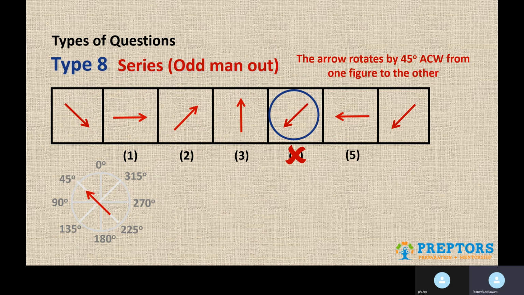But through this logic, option 4 is not following the same logic. Hence, option 4 is the odd man out. Option 4 is not following. It must be in this way, but it is not following. Hence, option 4 is the odd man out.